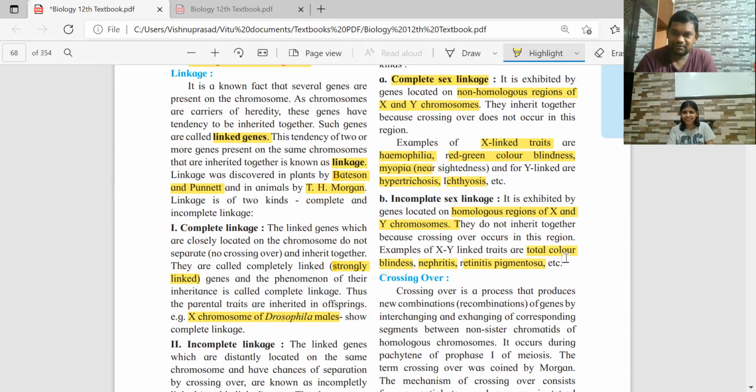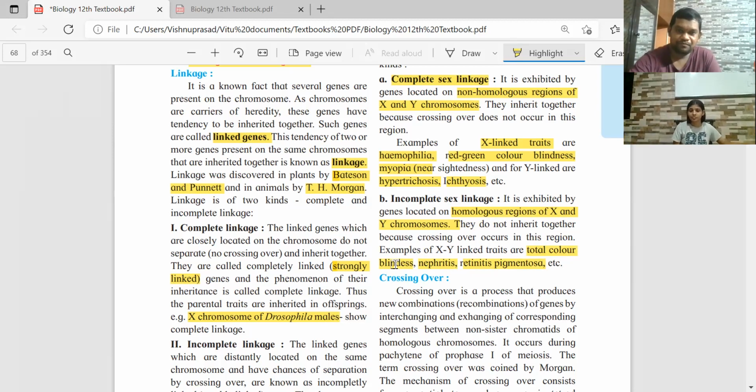The main point to understand is that complete sex linkage is because of genes on the non-homologous region of X and Y. Incomplete sex linkage is because of genes located on the homologous regions of X and Y. Clear properly? Clear.